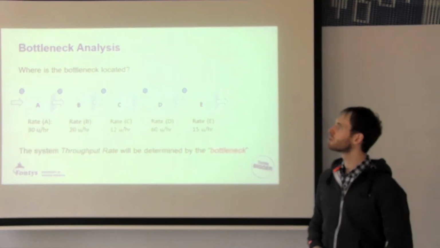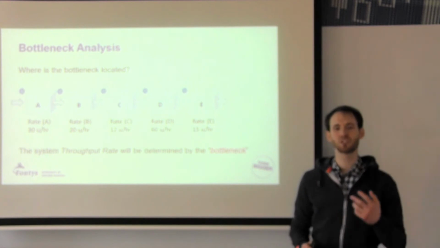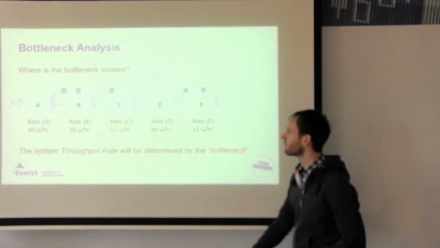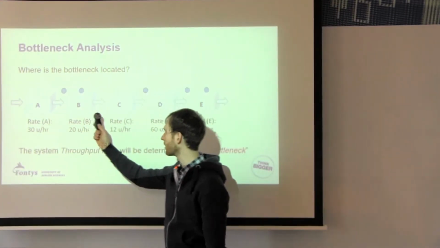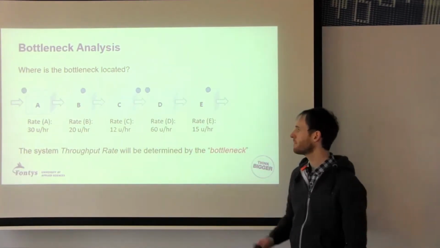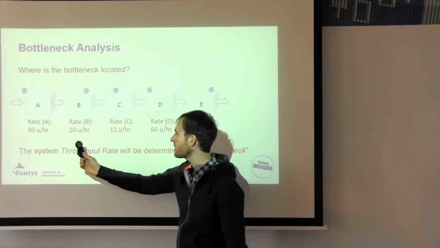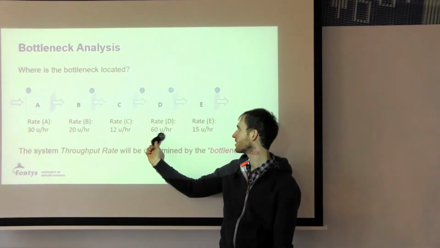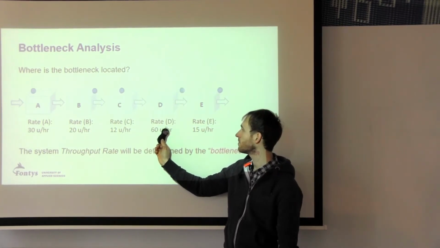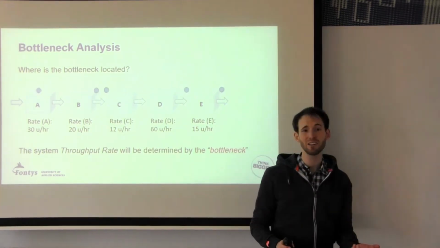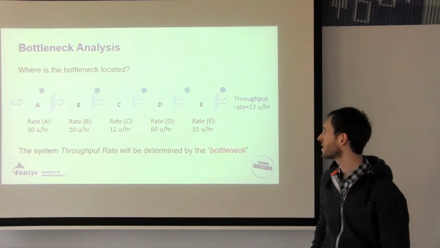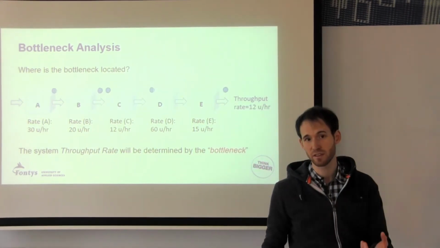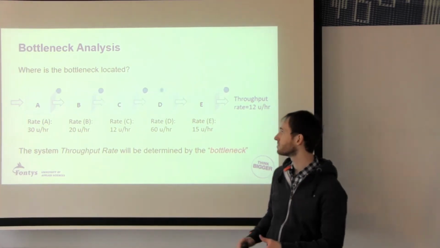So let's analyze bottlenecks. Let's try to analyze where the bottleneck is in this process. You have 5 workstations where products go through, A, B, C, D, and E, and you see the speed of the operation: 30 units an hour, 20, 12, 60, and 15. So 60 is the fastest one. And the question for you is, where's the bottleneck? And the bottleneck actually is the 12 units an hour. That's the workstation, because this actually is the slowest part of the process.